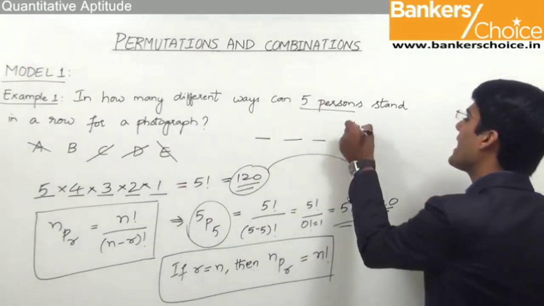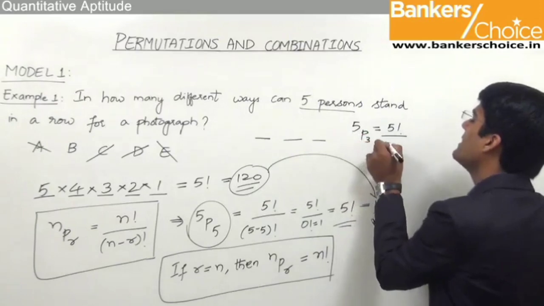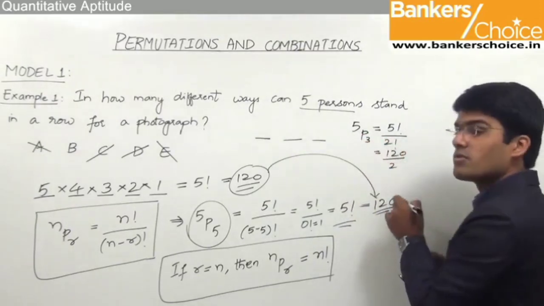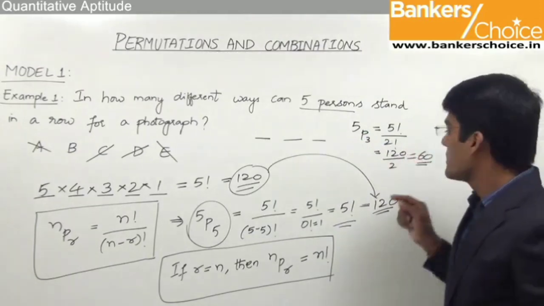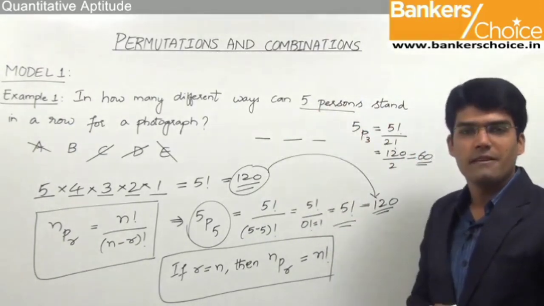So we can say that the answer is 5P3, which is equal to 5 factorial by 5 minus 3, that is 2 factorial. So 5 factorial is 120, 120 by 2 factorial, which is 2, comes out to be 60. So there are 60 ways in which 3 positions can be occupied by any 3 of the given 5 persons.